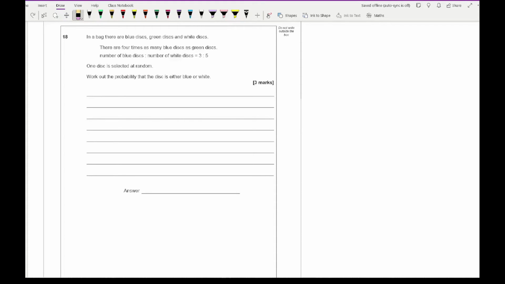Now looking at question 18, it says that in a bag there are blue discs, green discs and white discs, and it says that there are 4 times as many blue discs as there are green discs, and the number of blue discs to white discs is in the ratio 3 to 5. It says one disc is selected at random, work out the probability that the disc is either white or blue.